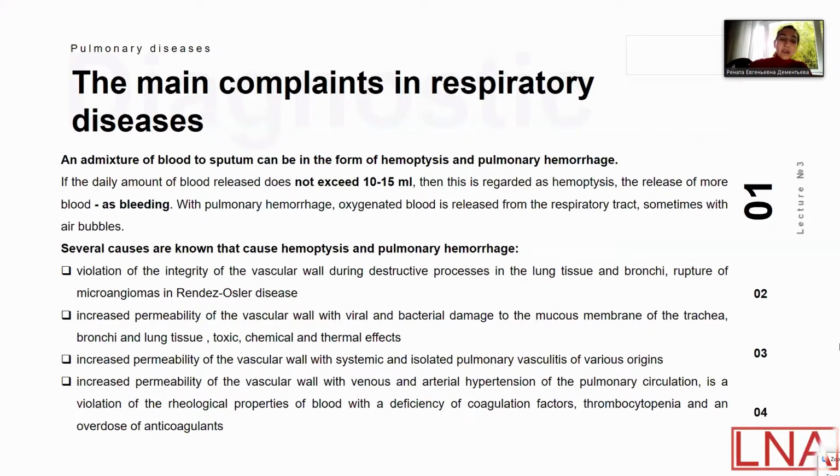Next is evaluation of the rheological properties of the blood with the definition of coagulation factors. In case of thrombocytopenia, or a decrease in the level of thrombocytes, and an overdose of anticoagulants, peroral anticoagulants, it can also be a cause of developing pulmonary hemorrhage.